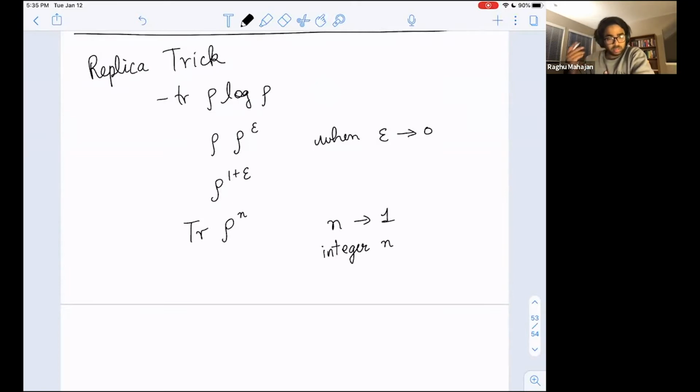Okay, so this is called the Renyi entropy. The Renyi entropy has some logs and stuff like that. It doesn't really matter, but the point is we're computing trace rho to the n. Also nice is that this quantity has a simple path integral representation.